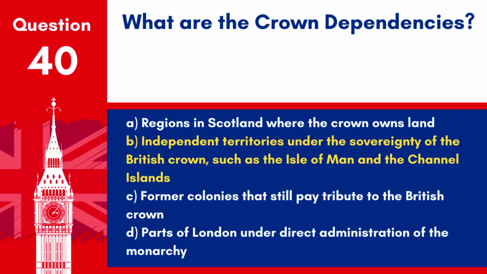Answer B. Independent territories under the sovereignty of the British Crown, such as the Isle of Man and the Channel Islands. The Crown dependencies enjoy a high degree of autonomy, and their relationship with the UK is managed through the Crown, not the UK government.